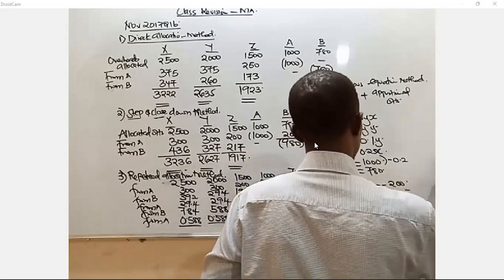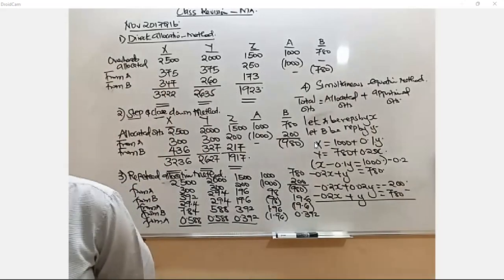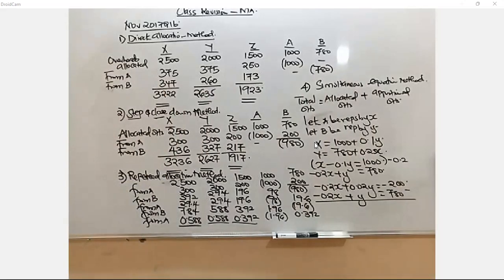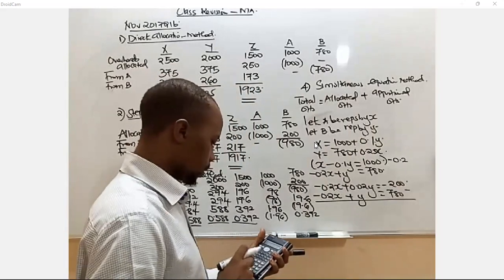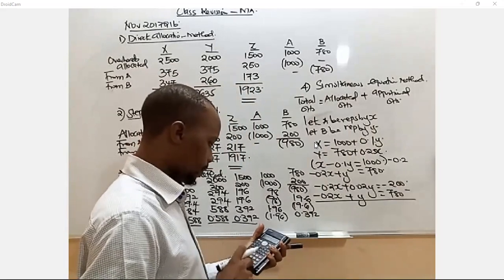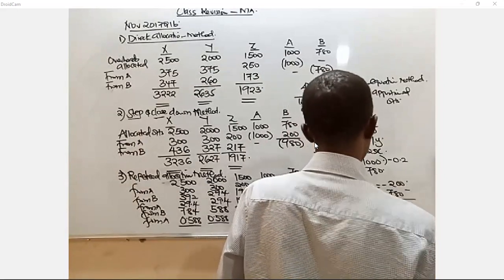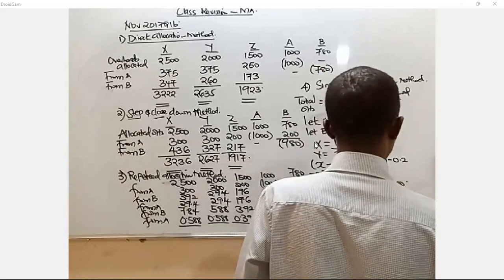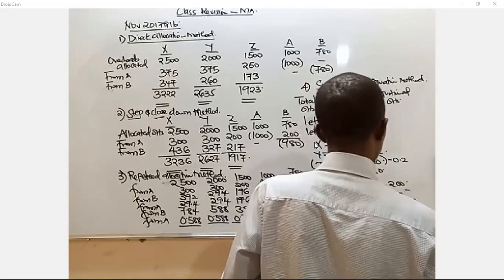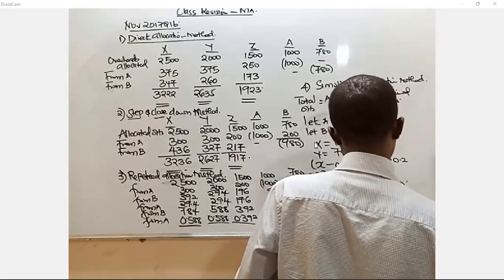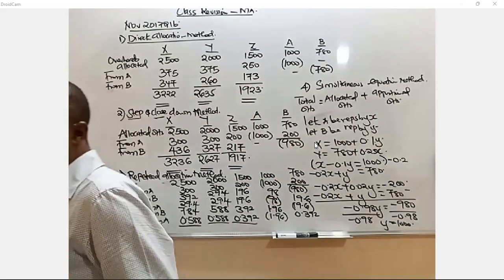Once we subtract here, how much are we going to be getting? The X, we shall eliminate X, then we remain with Y, and we say 0.02 minus 1 should be equal to negative 0.98Y, which should be equal to negative 980. So divide here by negative 0.98, divide here by negative 0.98. So Y should be equal to 1,000.